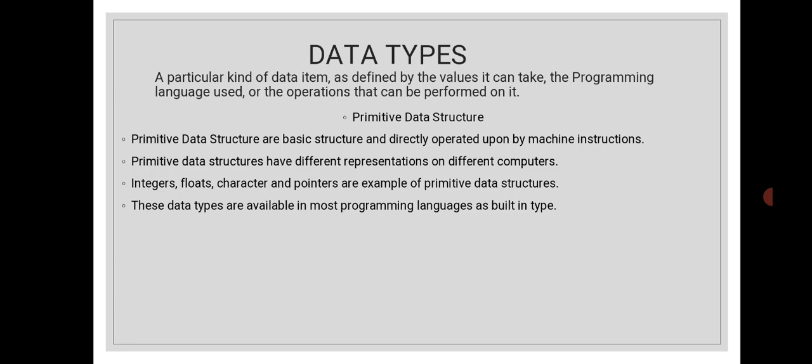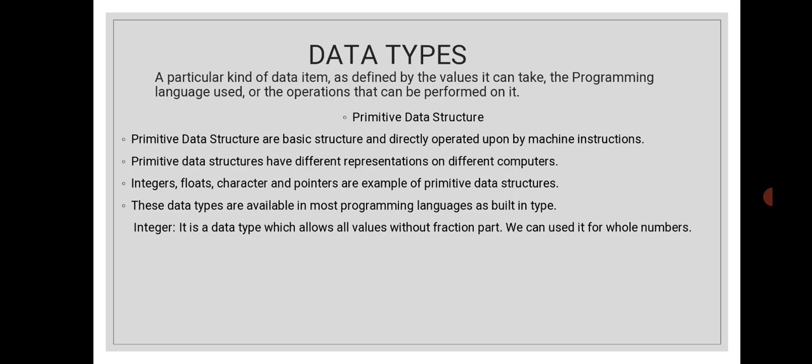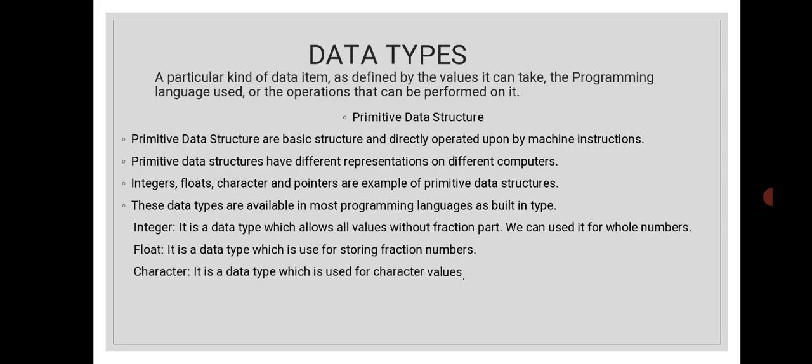So integer is a data type which allows all values without fraction part. We can use it for whole numbers. Float is a data type which is used for storing fraction numbers. Character is a data type which is used for character values. Pointer, a variable that holds the memory address of another variable, is called a pointer. These basics we already know, but it's my duty to recall it.